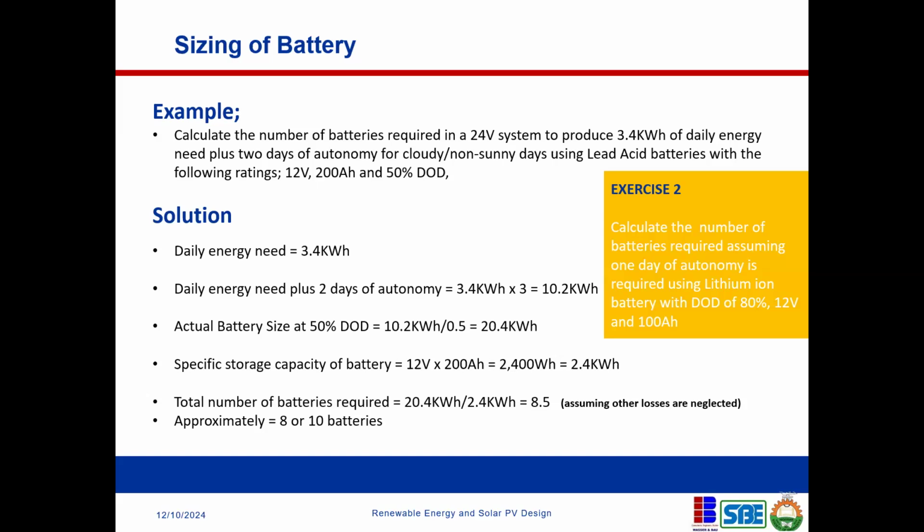Our load is the same. Daily energy demand is 3.4, but in this case we are doing only 1 day of autonomy. So that's 3.4 plus 3.4, which is 6.8, divided by 0.8.